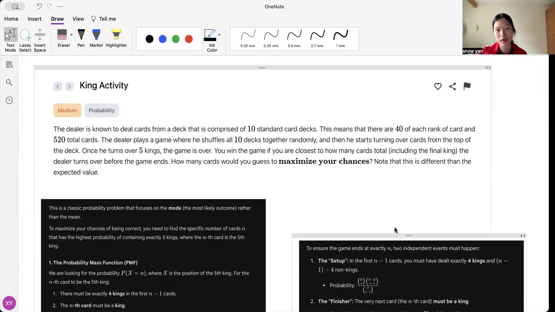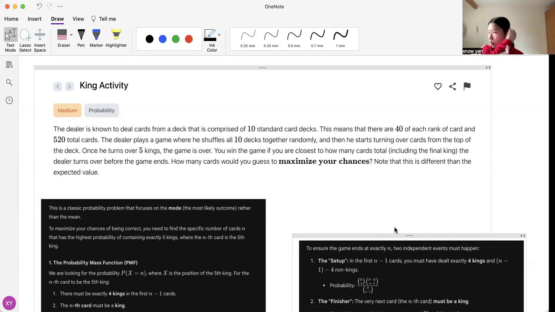Once he turns over 5 kings, the game is over. You win the game if you are closest to how many cards total, including the final king, the dealer turns over before the game ends. How many cards would you guess to maximize your chances? Note that this is different from the expected value.